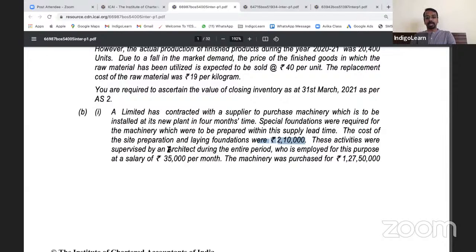Activities were supervised by an architect during the entire period, who is employed for this purpose for a salary of 35,000 per month. Again, you can make a mistake in the examination here. 35,000 per month. How many months? 4 months. We'll take only the 4 months period. Just don't take 35,000 and be done with it.